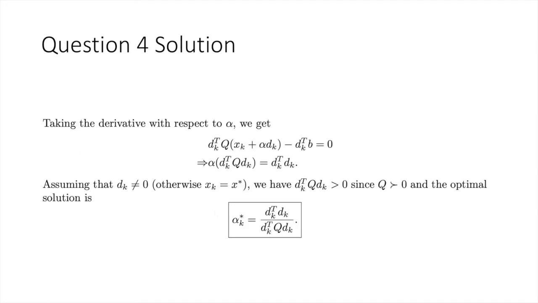And so the derivative with respect to alpha, as we get, is d_k transpose Q (x_k plus alpha d_k) minus d_k transpose b. So let's equate it to 0 and see what the alpha value is. And so we get that alpha multiplied by d_k transpose Q d_k is equal to d_k transpose d_k. And so the optimal alpha at iteration k is d_k transpose d_k divided by d_k transpose Q d_k.